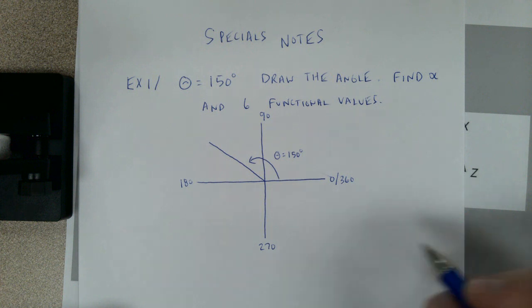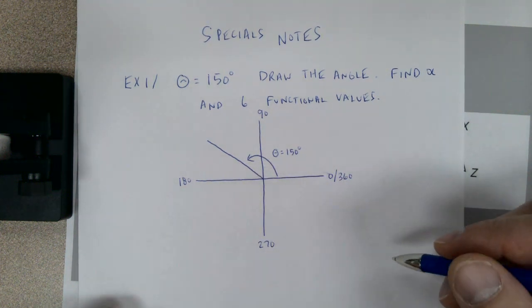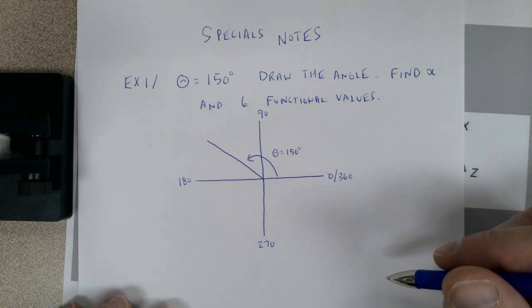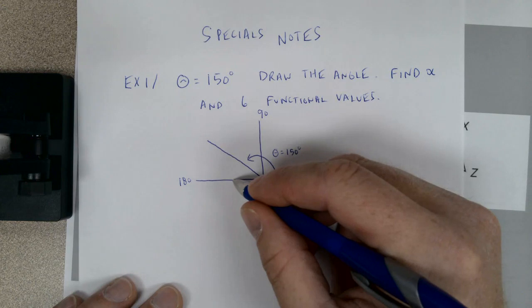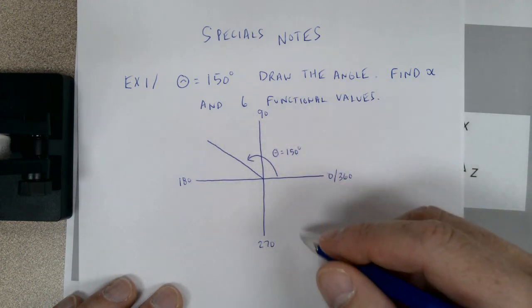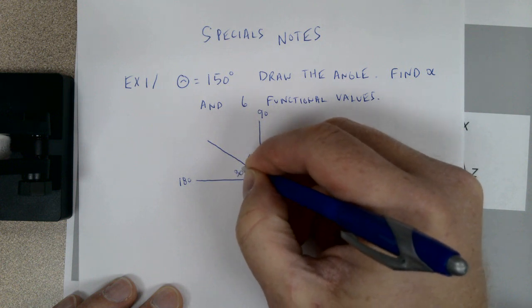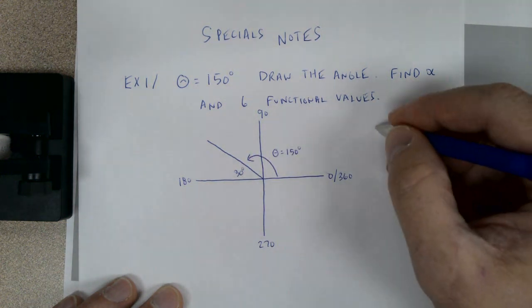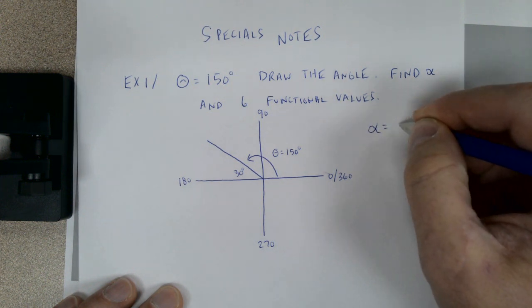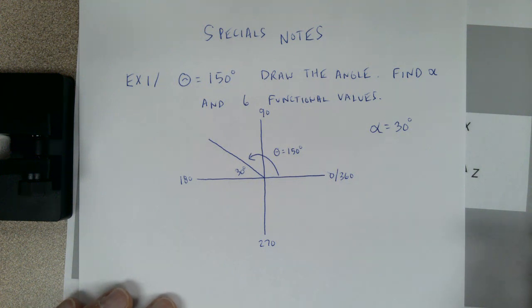Now, when I draw this in, I create a reference angle. It's important for us always to be able to find the reference angle. The reference angle is what the rest of that angle is going to the x-axis. So if this is 150, that means my reference angle here is 30 degrees. And the reference angle is what we're going to call alpha. So we would say in this picture, alpha is 30 degrees.